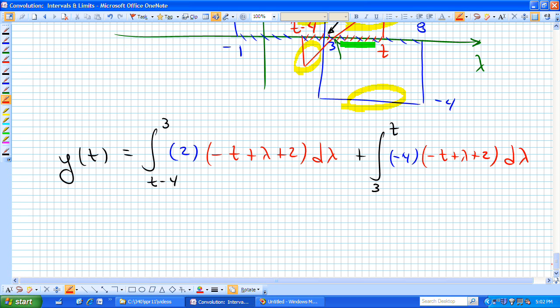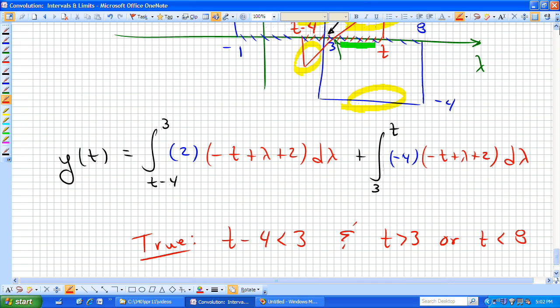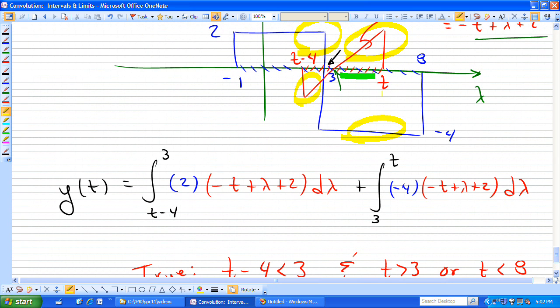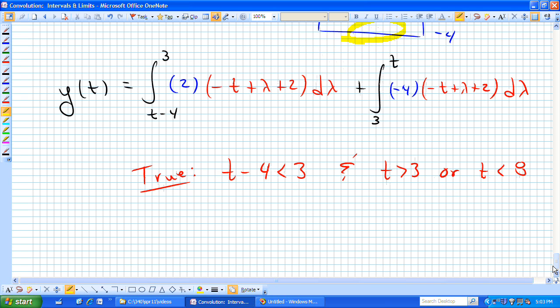And we said that this functional form for y of t was true as long as t minus 4 was less than 3, and t is greater than 3 or t is less than 8. That's because you have this particular portion of x of t minus lambda between 3 and 8. What you now do is look at the intersection of these constraints, essentially.